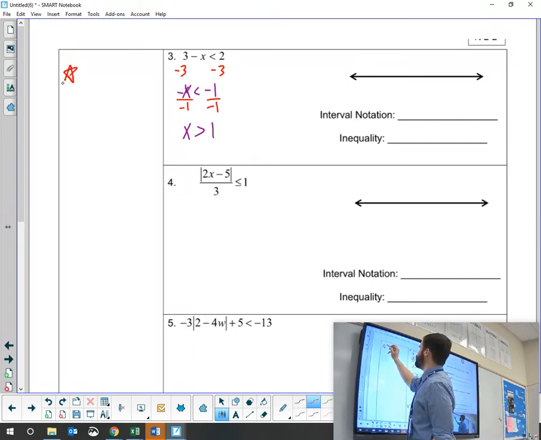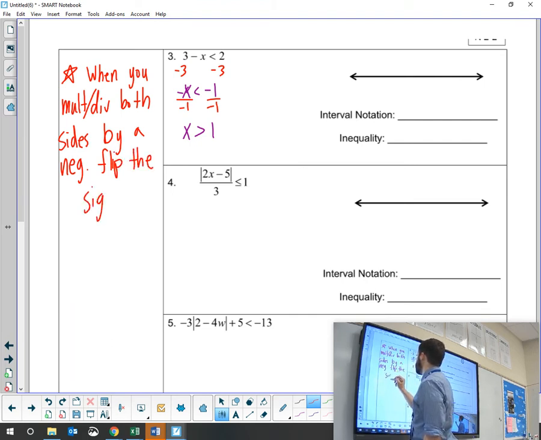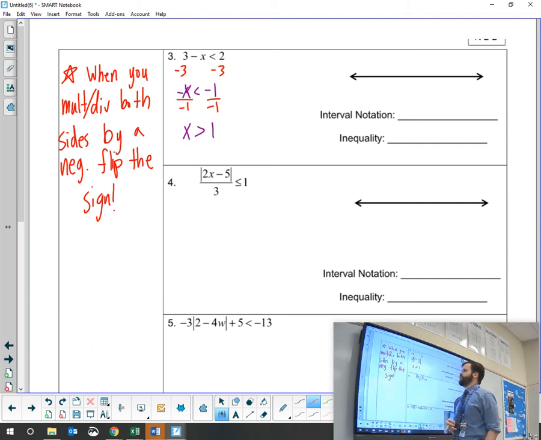Remember, when you multiply or divide both sides by a negative, flip the sign. So this goes from a less than to a greater than.